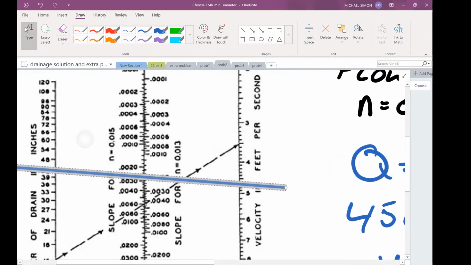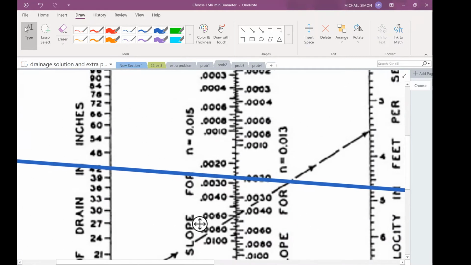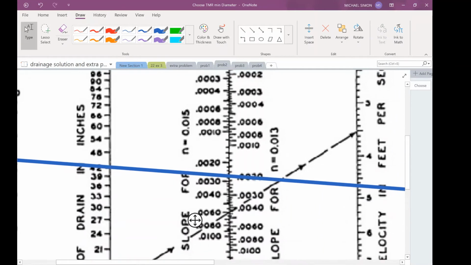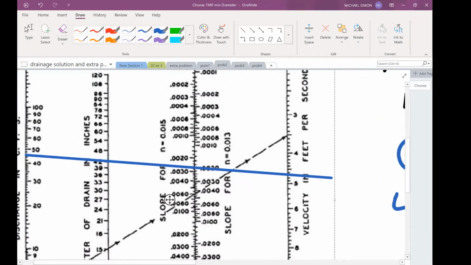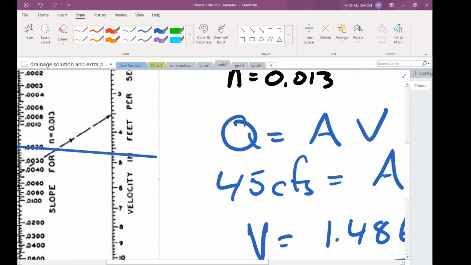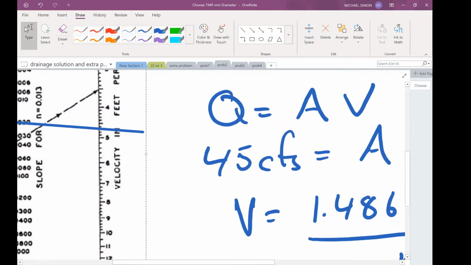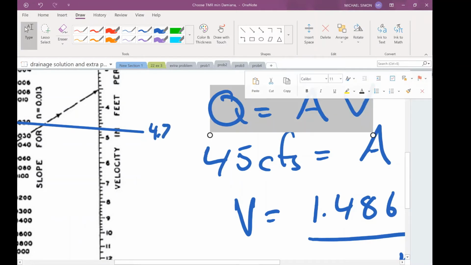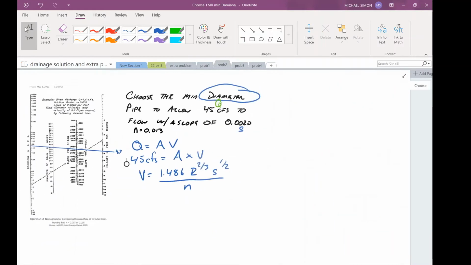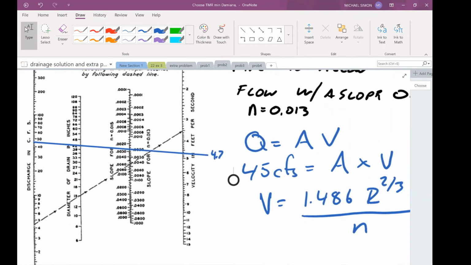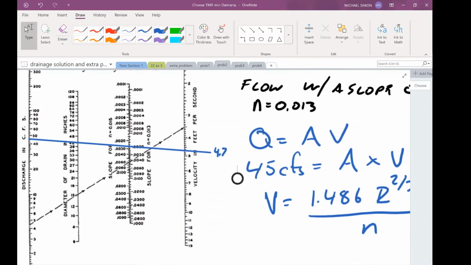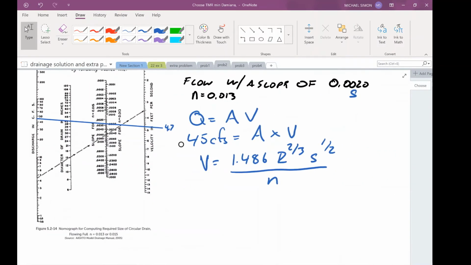Okay, so looking at this, it looks like I'm right around 42 to 48 on my diameter. What's my velocity? Okay, my velocity looks to be, I'm saying it looks, about 4.7. That's not accurate enough to start sizing up the system based on that. So if we go to a 42 inch, I'm not sure if it's gonna be 42 or 48. So I'm gonna have to check both of them. I'm gonna try the 42 inch first.